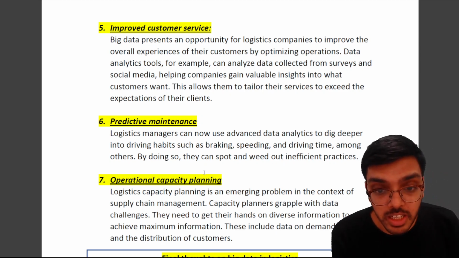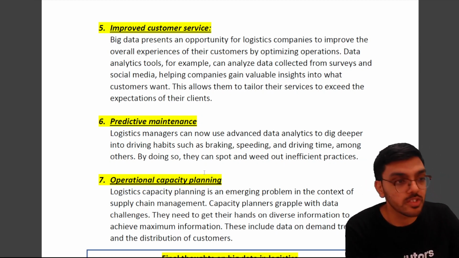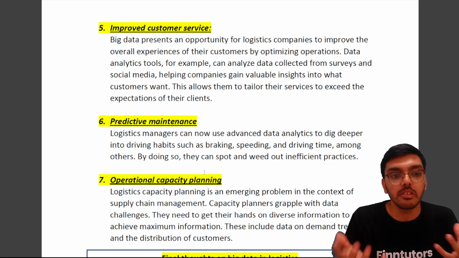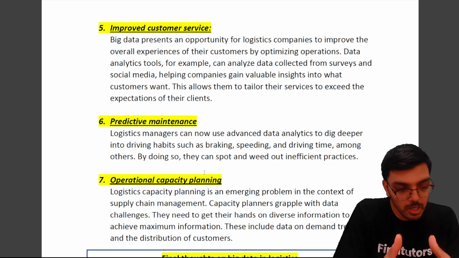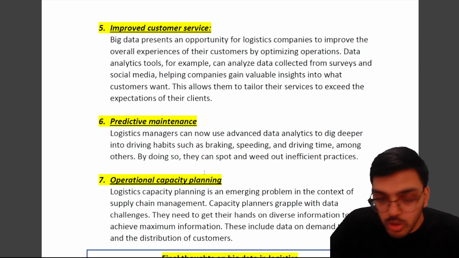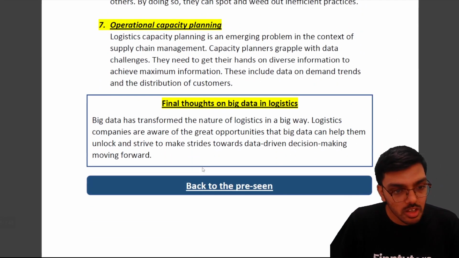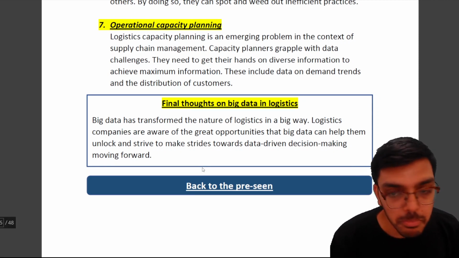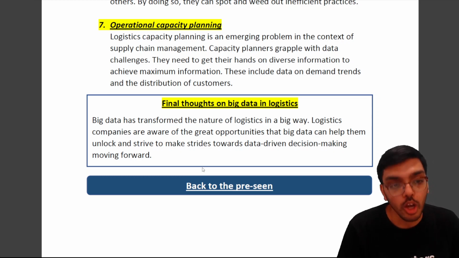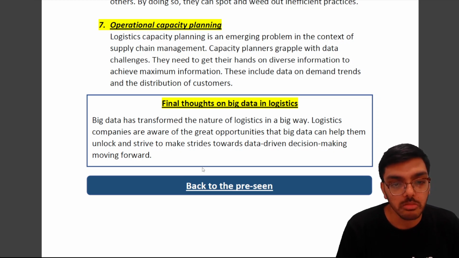It can help with predictive maintenance: when your truck needs maintenance, when your inland ports need some kind of maintenance, when your truck needs its regular maintenance. All of that information you can gather. And then by looking at past information, big data analytics can help you forecast into the future so that there are no problems when the time arises. Now, why am I telling you all of this? Big data has transformed the nature of logistics in a big way. Logistic companies are aware of the great opportunities that big data can help them unlock and strive to make strides towards data-driven decision making moving forward.